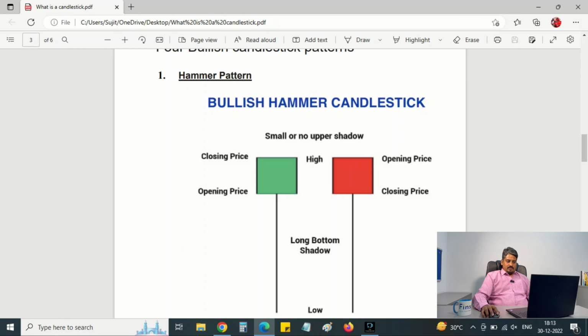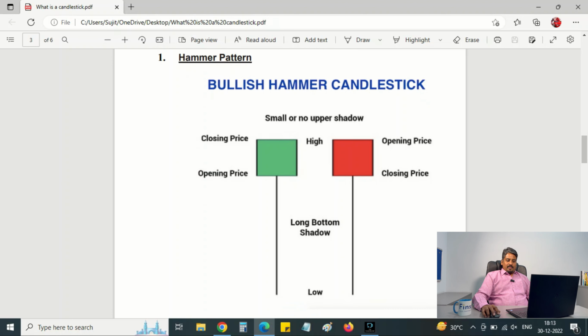So as you see in this page, it is very clearly mentioned. This is the low of the day, this is the high of the day. The candle closed almost near the high of the day, correct, and formed a hammer pattern. This is a simple bullish pattern which we always see on the chart. Let me come to the second one.